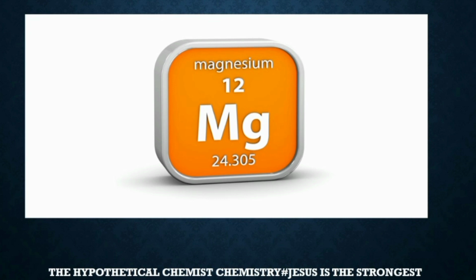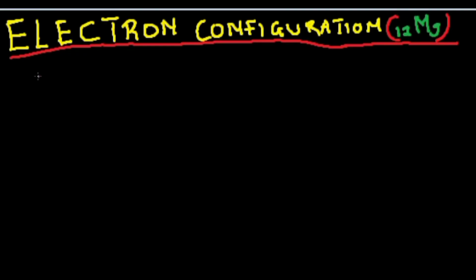So for the configuration, we are going to use 12 electrons since it is a magnesium atom, and magnesium is the 12th element on the periodic table. So let's proceed to the board. Okay, so the electron configuration of the magnesium atom. So we have our magnesium.